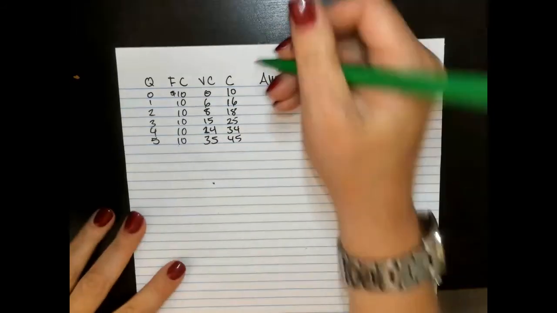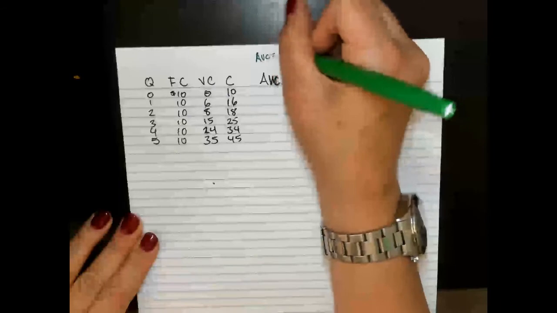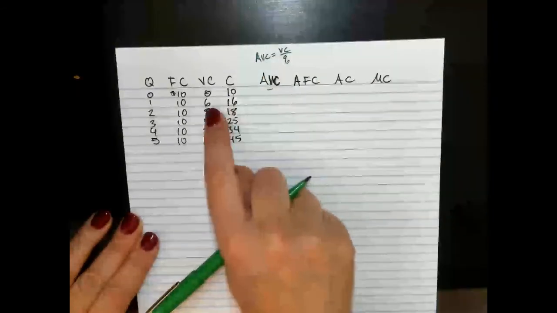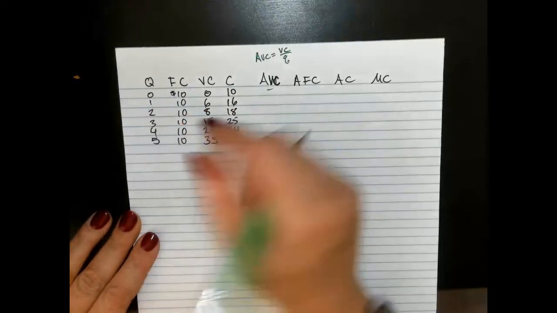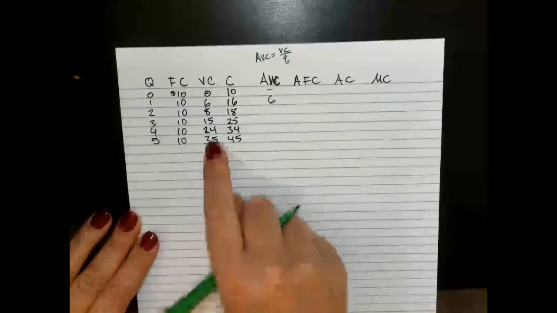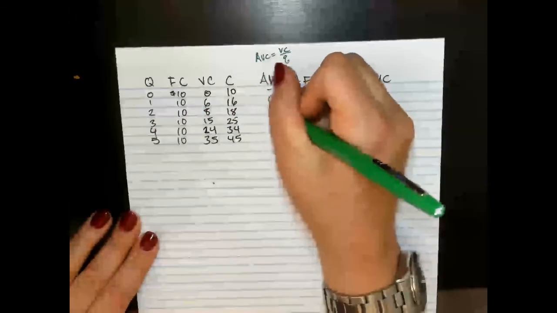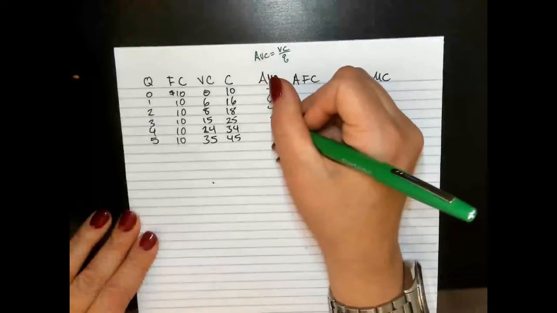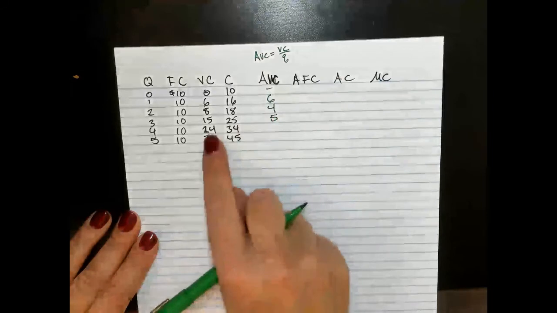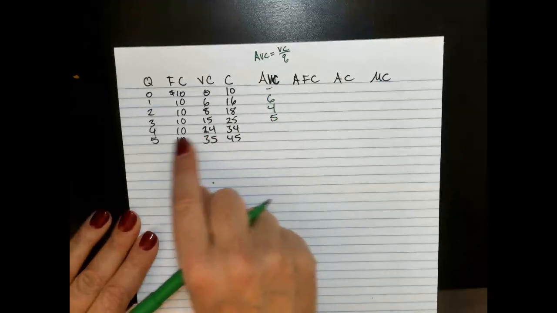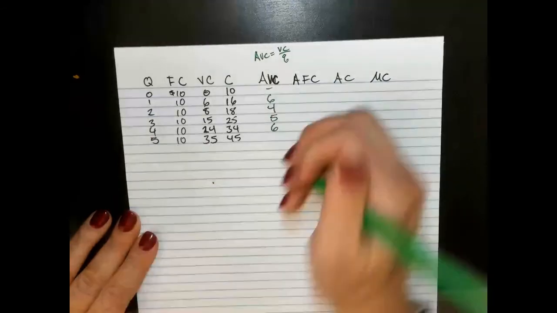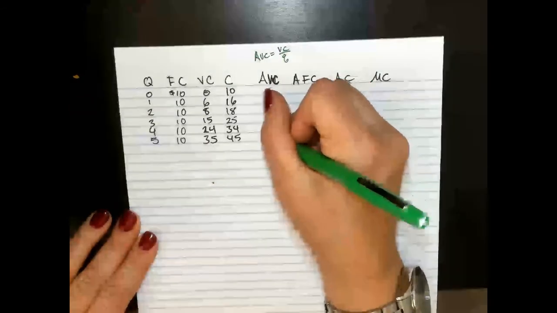So average variable cost, remember, is going to be variable cost divided by quantity. So we have no value here, and then we start with variable cost. 6 divided by 1 is 6. 8 divided by 2 is 4. 15 divided by 3 is 5. And then we have 24 divided by 4 is 6. And 35 divided by 5 is 7.